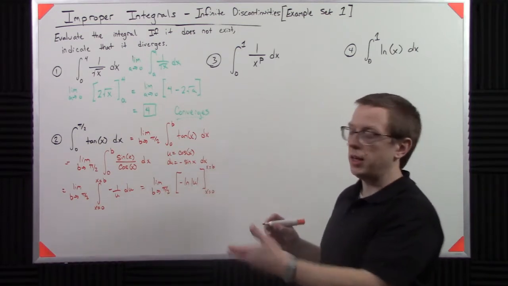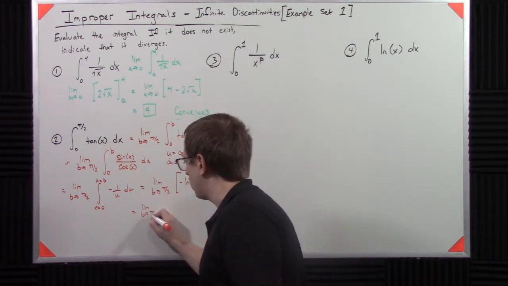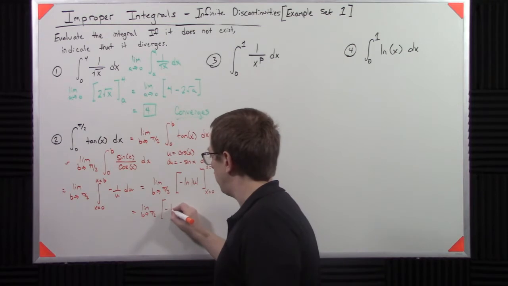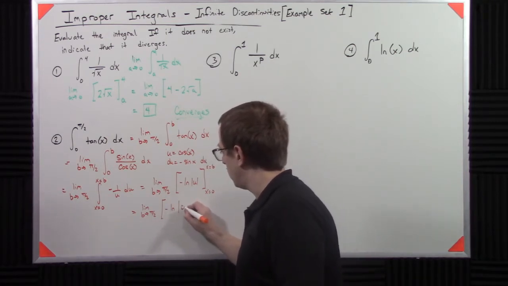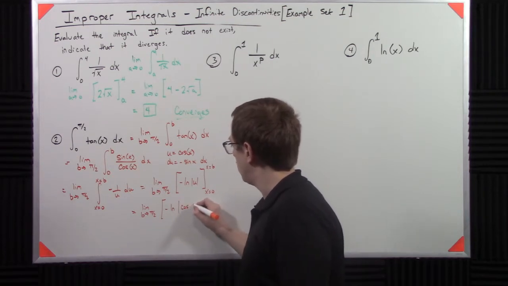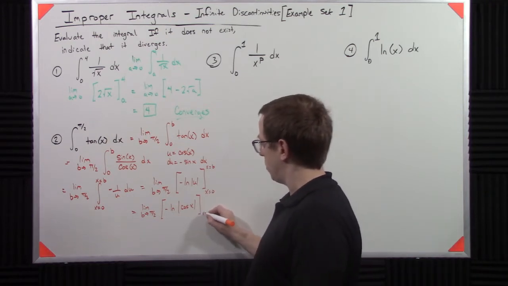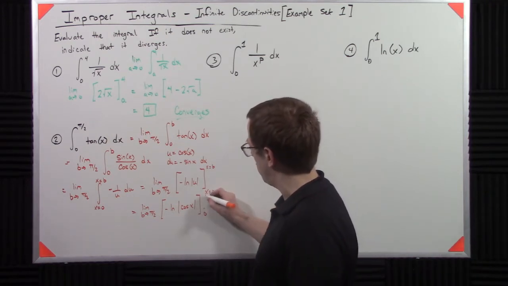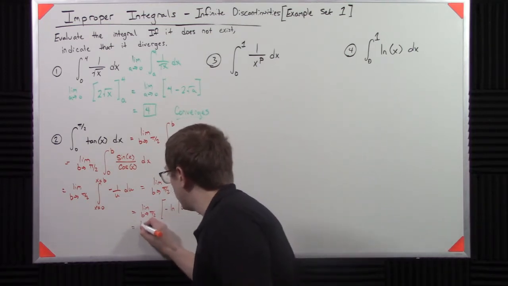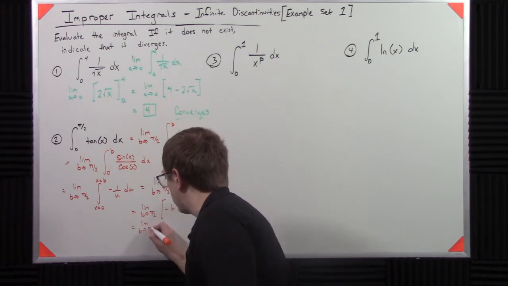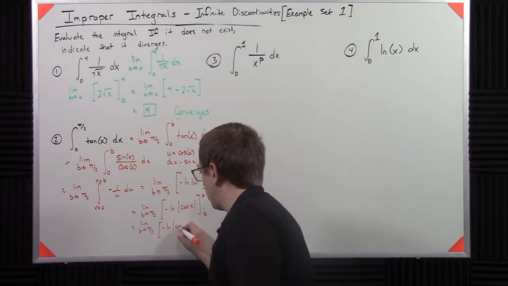Then we have to plug back in. We get the limit as b approaches pi over 2 of negative natural log of cosine of x from, again, x equals 0, or so now we don't have to write the x, it's 0 to b. So that we can plug in, the limit as b approaches pi over 2 of negative natural log cosine b.